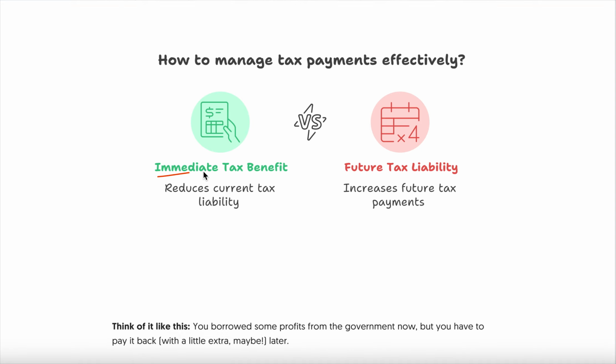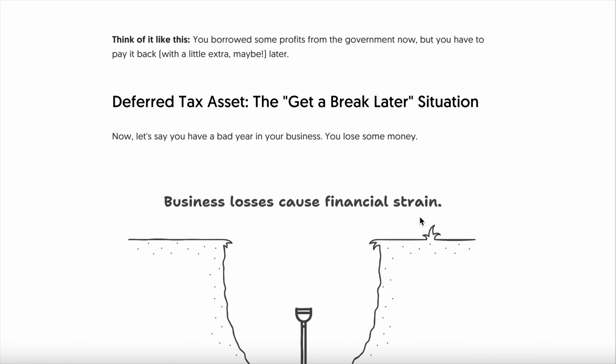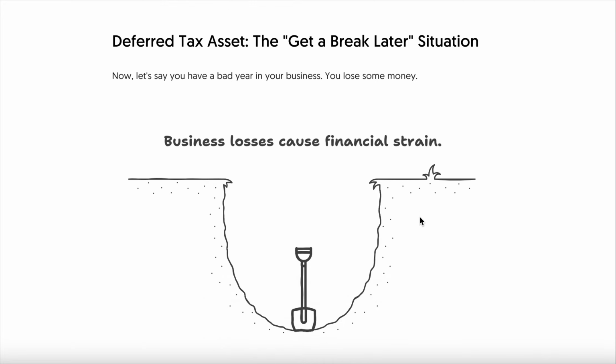So, immediate tax benefit will result in liability. Future tax liability will increase the future tax payments. All right. So just think about, you borrowed some profits from the government now, but you have to pay it back with a little extra maybe later. Now let's talk about deferred tax asset, the get a break later situation.